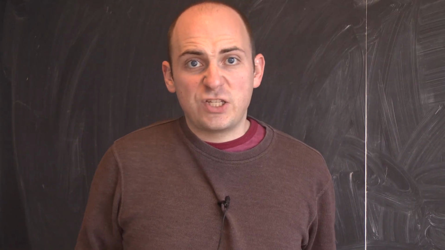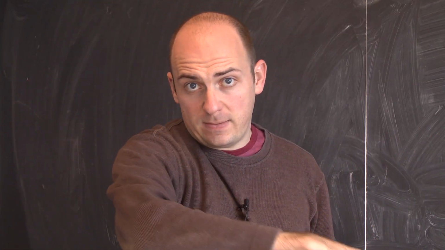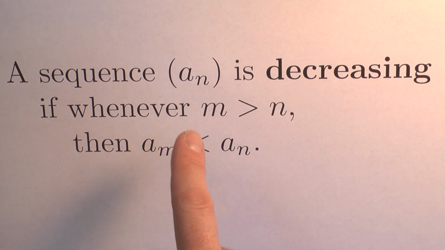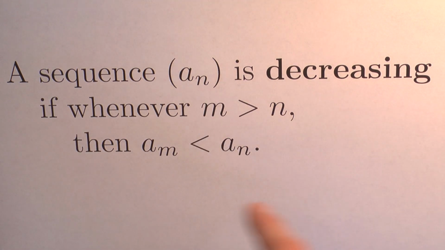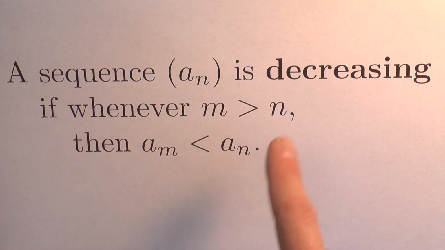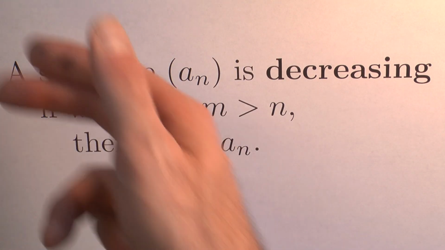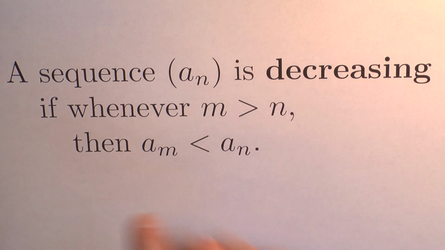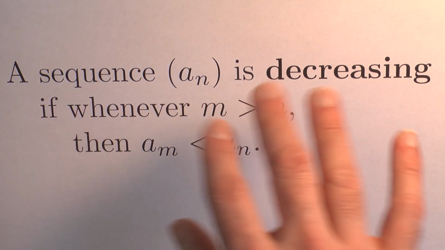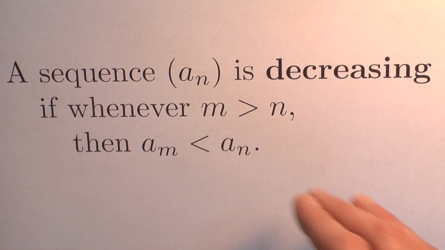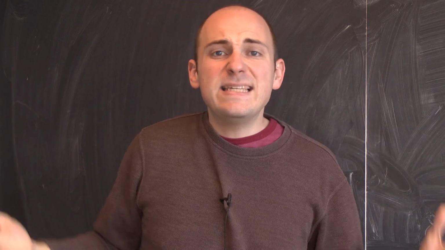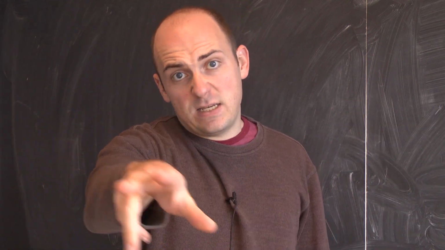We can also consider a sequence which is decreasing. A sequence, a sub n, is decreasing if whenever m is bigger than n, then a sub m is less than a sub n. This is capturing the idea that the terms are getting smaller. It's telling me that larger indices correspond to smaller terms. So as I go further out in the sequence, the terms are getting smaller. It's easy to build examples of decreasing sequences.